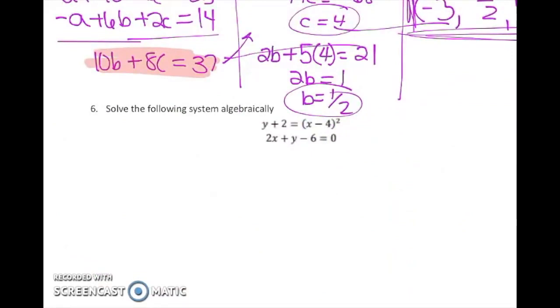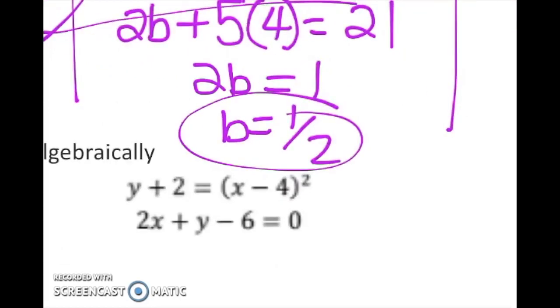So solve this system algebraically. Notice this does not look like a good candidate for elimination. These don't just straight up line up. And so when I see that, I'm going to go to substitution. So I'm going to go to this bottom equation because that one's a little simpler. And I'm going to get y alone here. I'm going to subtract 2x and add 6. And then wherever I see a y in this equation, I'm going to plug y in there.